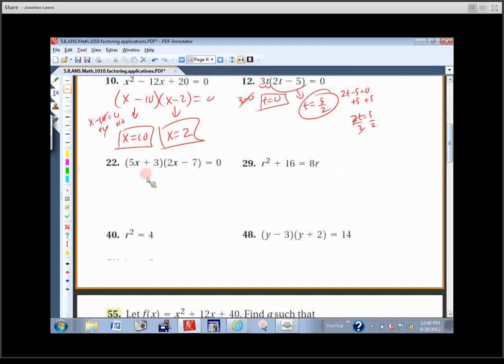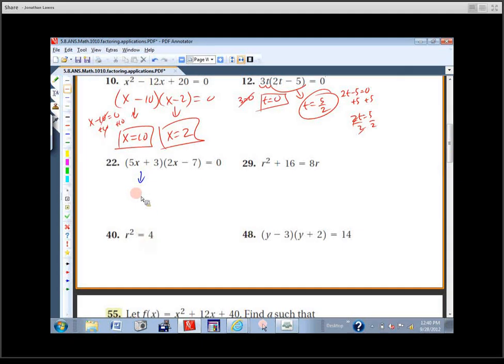Okay, so let's do this one. What's the solution that comes from this factor? Negative 3, opposite of that, divide by the coefficient. And this one right here, opposite of the negative 7, 7, divide by that one. There we go. Okay, it's that simple.